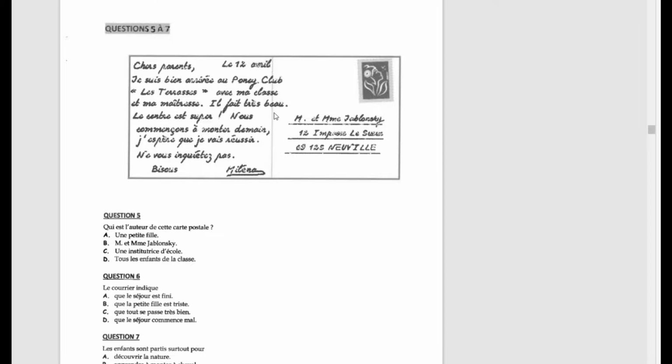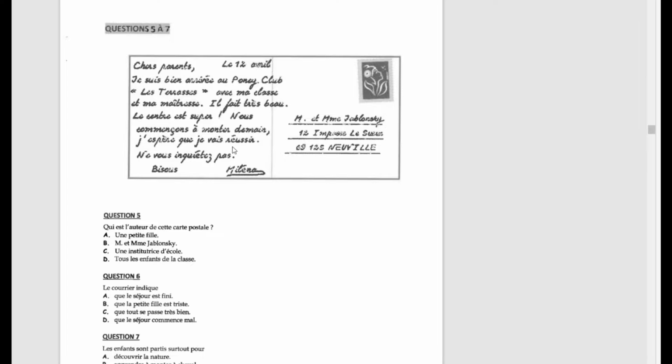Il fait très bon, le centre est super. Basically, the person is liking the place that they have reached. It is very beautiful, the temperature is good, and overall, nous commençons à monter demain. We are going to climb tomorrow. Climb what? Commencer à monter demain. Monter is generally used for riding a horse or maybe going up the hill. That we'll find out later.